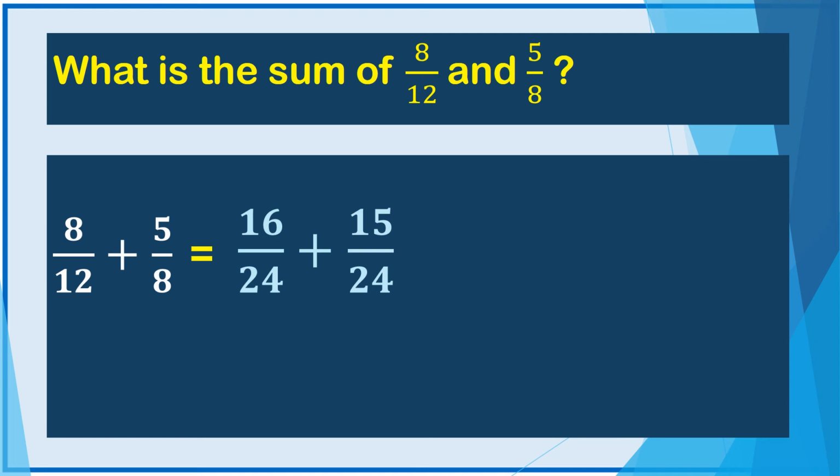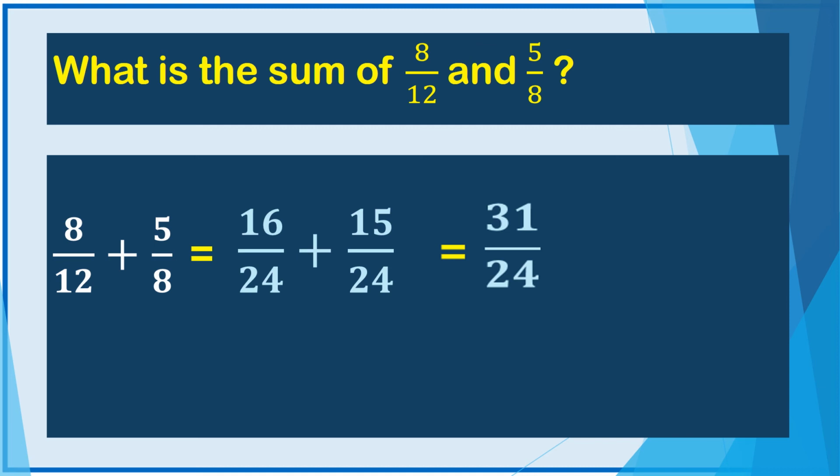24 divided by 12 is equal to 2. 2 times 8 is equal to 16. So we have here 16 over 24. Next, 24 divided by 8 is equal to 3, times 5, and that's 15. Apply the rule in adding similar fractions. So 16 plus 15 is equal to 31 over the common denominator, 24.